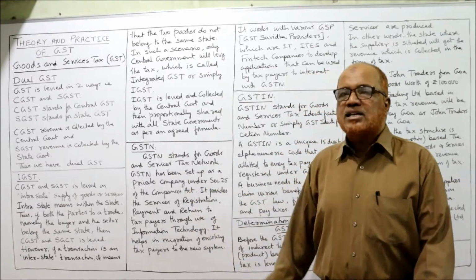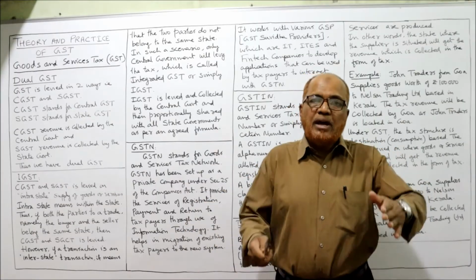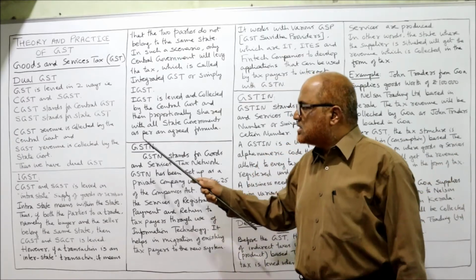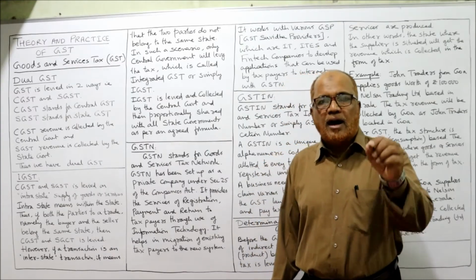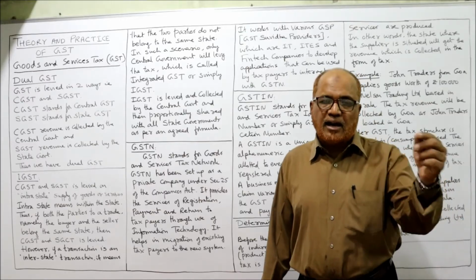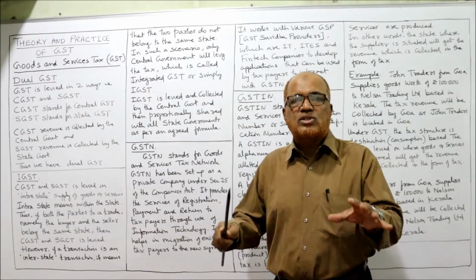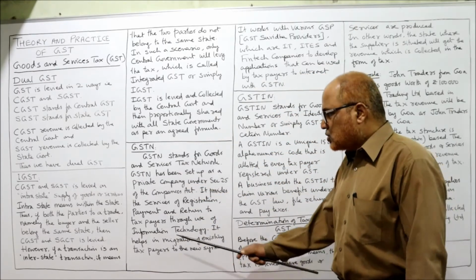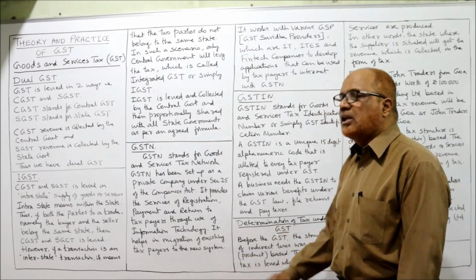Why has this GSTN been formed? To provide services on behalf of the GST law. On behalf of GST, GSTN provides services to the taxpayer regarding registration, return filing, and payment of GST. So all these are the services which are provided by GSTN on behalf of GST. It also helps in the migration of existing taxpayers to the new system.